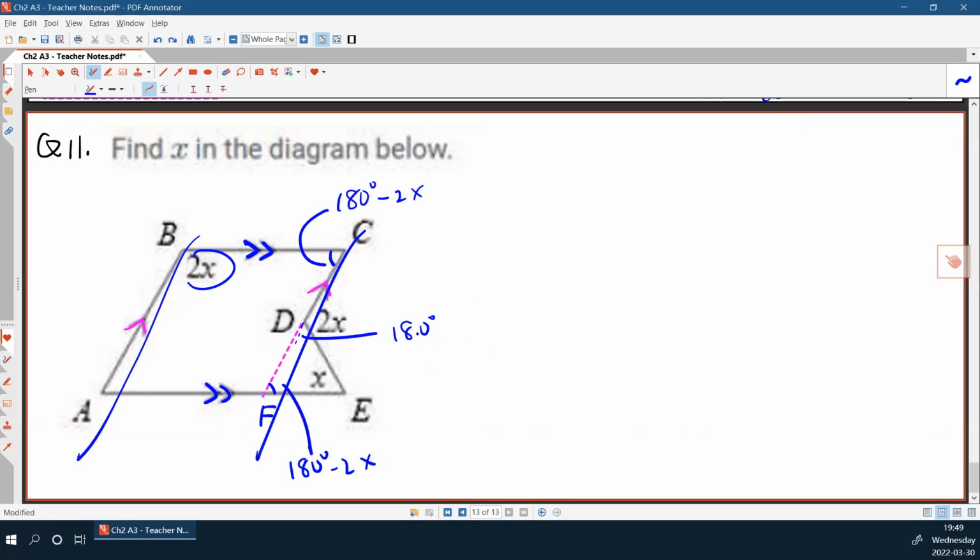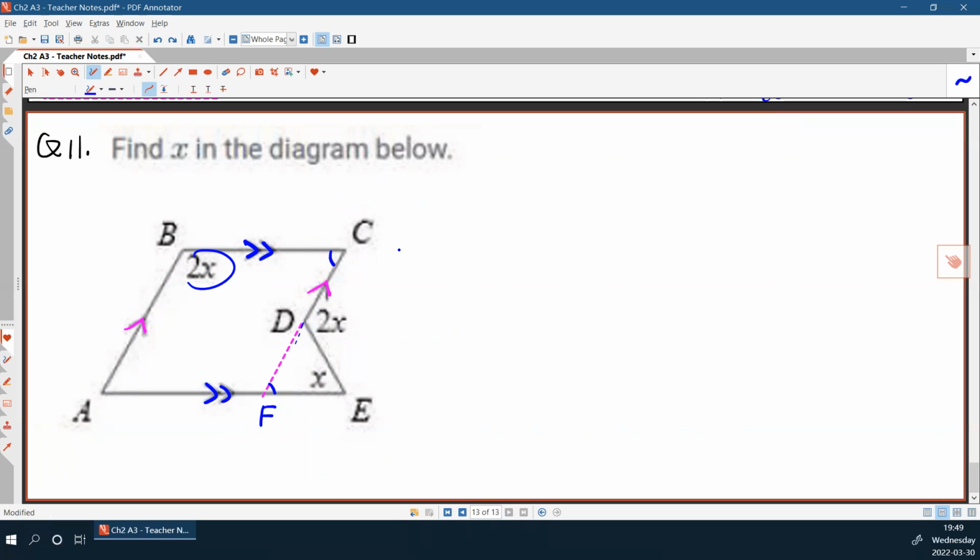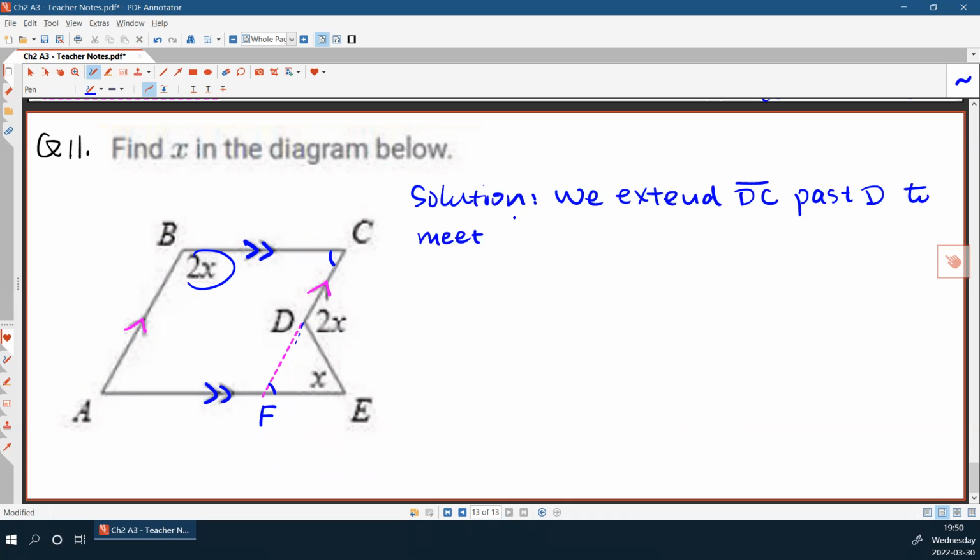Okay, so let's have a look at how we can write this more formally. First of all, you need to tell your reader what you have done to this diagram. So let's call it solution. Okay, we extend segment DC past D to meet segment AE at point F as shown.